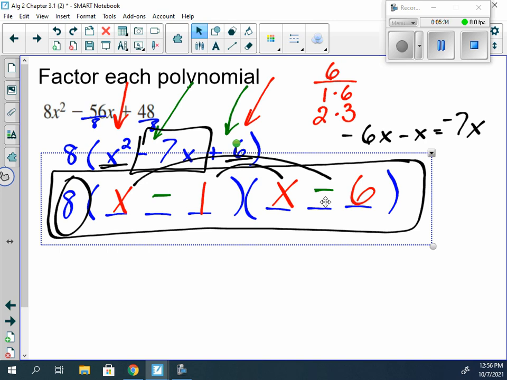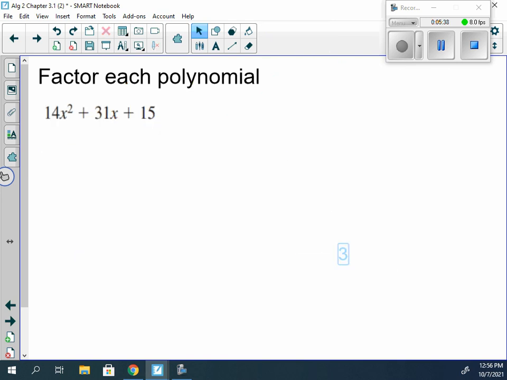So, any other questions on this here? Do we feel comfortable with factoring these here? Yes? Okay. Let's see here.